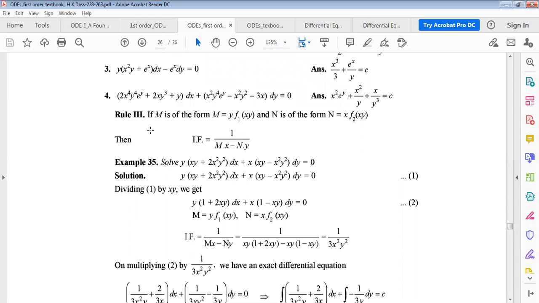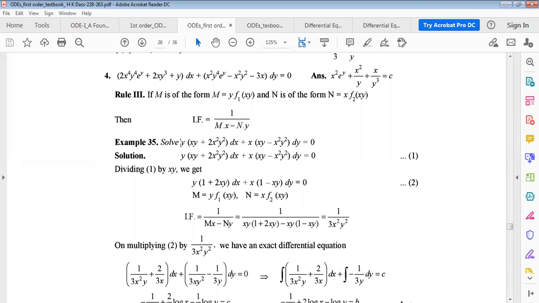Now for rule 3: if M is of this form, then we can take the integrating factor as 1 by (Mx minus Ny). Okay, if M is of the form y into f1 of xy and N is of the form x into f2 of xy, then we can take the integrating factor as 1 by (Mx minus Ny). This is actually rule 3 for solving non-exact differential equations of first order.